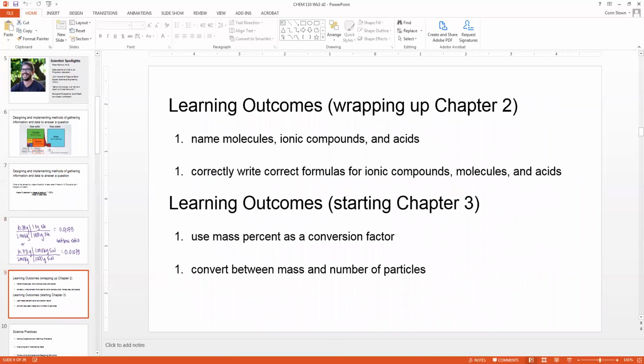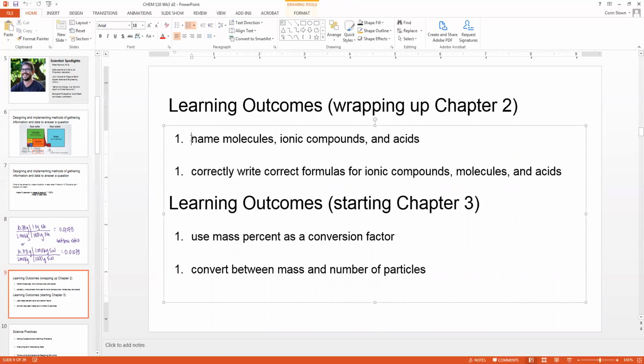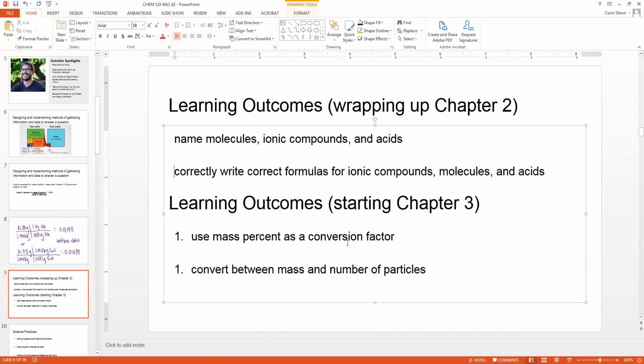So let's talk about learning outcomes. We're going to wrap up chapter 2 today. And this again is naming molecules and ionic compounds and acids, and then correctly writing out the formulas for ionic compounds, molecules, and acids. And then we're going to start taking a look at chapter 3, where we use mass percent as a conversion factor, and we're going to start to think about converting between mass and number of particles.